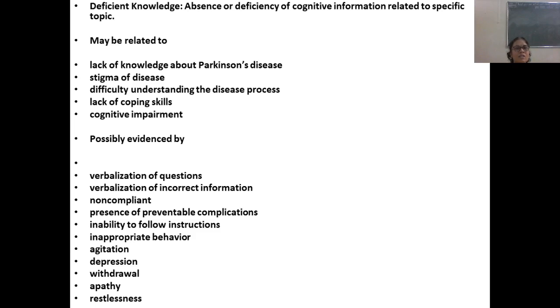Then deficient knowledge related to lack of knowledge about Parkinson's disease, stigma of disease, difficulty in understanding the disease process, lack of coping skills, cognitive impairment as evidenced by verbalization of incorrect information, non-compliance, presence of preventable complications, inability to follow instructions, inappropriate behavior, agitation, depression, withdrawal, apathy and restlessness.